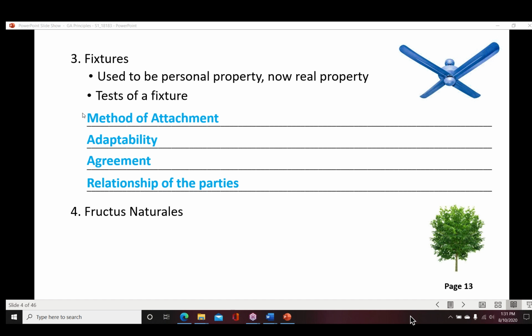That's why it should have been on top. That's why a written agreement. You might want to say a written agreement trumps everything else, because the rest of these, the method of attachment, its adaptability, the relationship of the parties, none of that stuff even matters if you've got a written agreement.